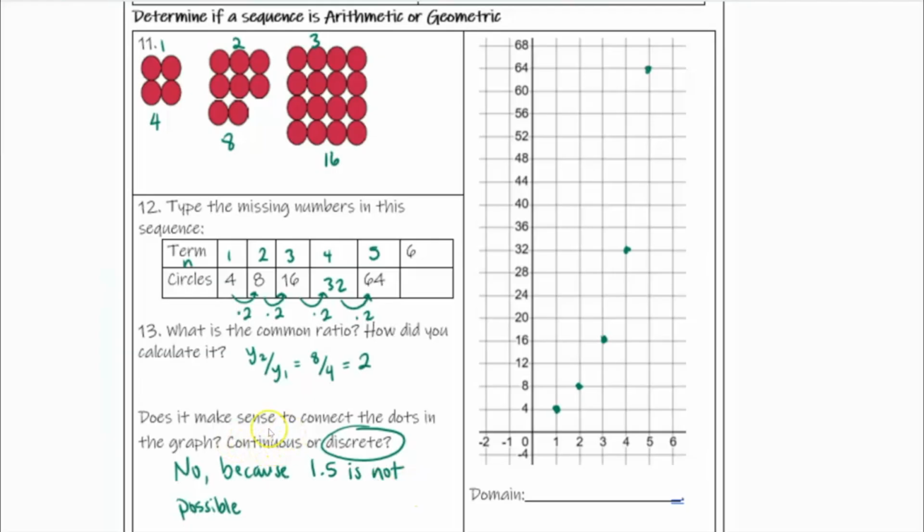So once again, in order for something to be continuous, everything in between my coordinates, so 1.5, 1.7, 1.9, everything in between my coordinates has to be possible, and that's why you can join it, because this is possible, this is possible, this is possible. But in this case, it's not possible, so therefore it does not make sense to connect the dots. Now, with that being said, what is my domain?